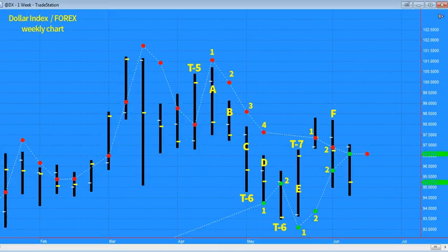In bar 2, notice buyers need to defend the clock vector at 2. That's their performance demand, but they failed, forcing trapped buyers to liquidate, creating a fast thrust bar to the downside at T6. This resets the buy side clock and starts a new count.